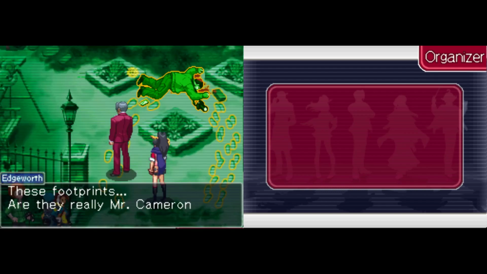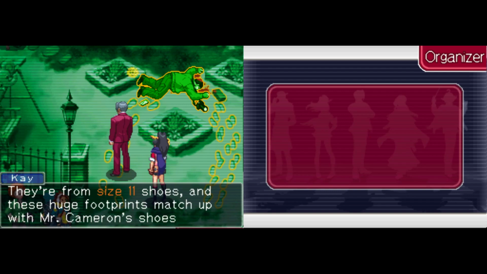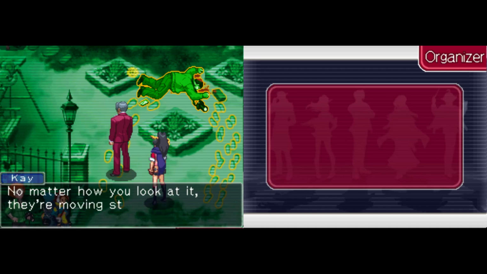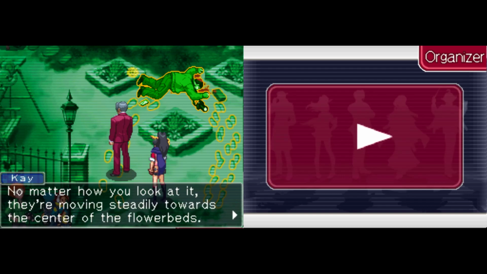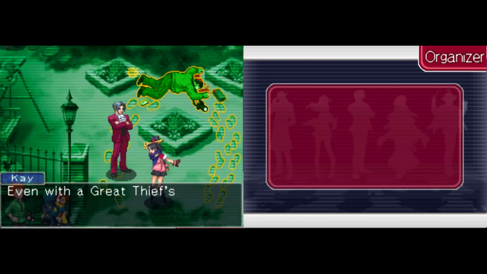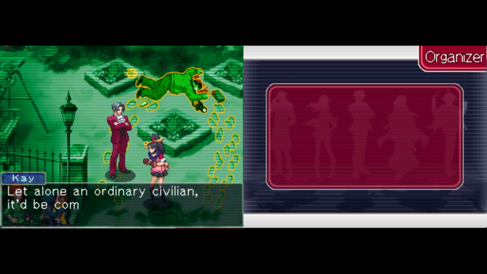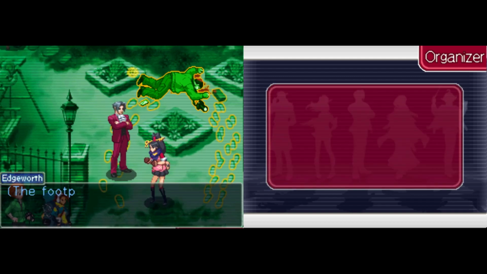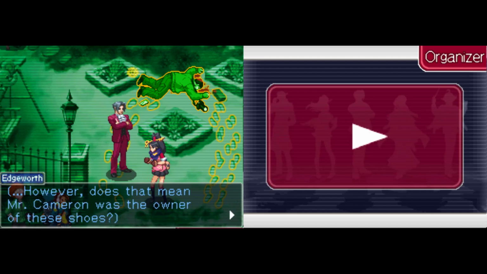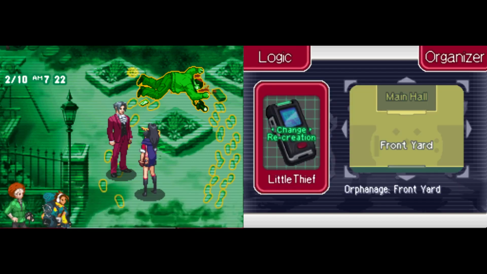These footprints, are they really Mr. Cameron's? They're from size 11 shoes, and these huge footprints match up with Mr. Cameron's shoes. No matter how you look at it, they're moving steadily towards the center of the flower beds. But when Mr. Cameron was attacked, he grabbed the button from the snowman. Even with a great thief's peak human conditioning, your arm just can't stretch that far. Let alone an ordinary civilian, it'd be completely impossible. The footprints come from the shoes worn by the victim, just as the case files say. However, does that mean Mr. Cameron was the owner of these shoes? We should re-examine Mr. Cameron's shoes. Okay.